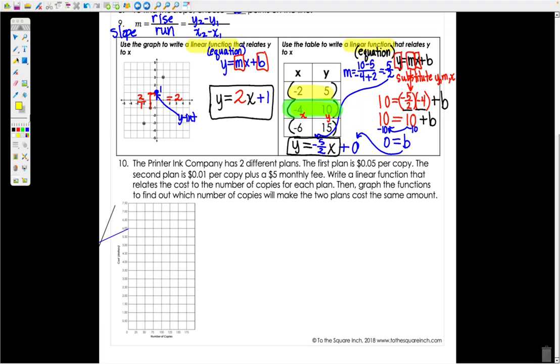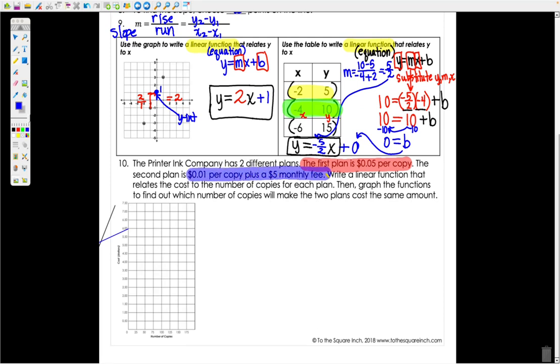Okay, so let's go. The Printer Ink Company, come back to me, please. Lock in. The Printer Ink Company has two different plans. I'm gonna highlight a different color so you can see which one I'm talking about specifically. The first plan is 5 cents per copy. The second one is 1 cent per copy plus a $5 monthly fee.